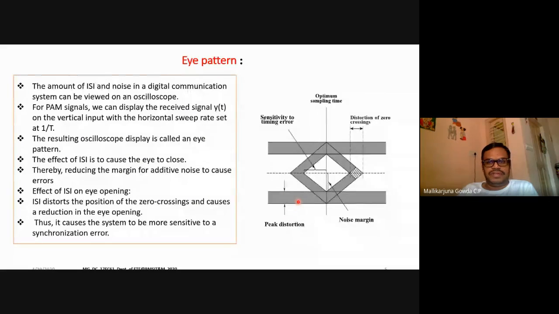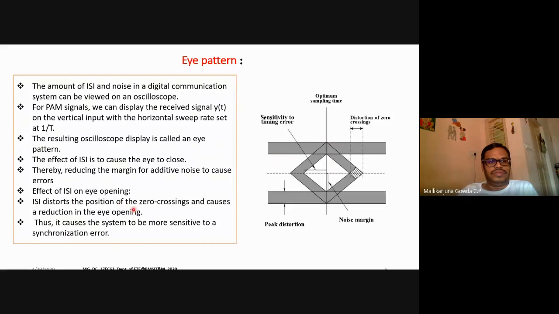Okay, so the effect of ISI, meaning the effect of inter-symbol interference, is to cause the eye to close. So this is eye opening, what we say, right? Because of this ISI, inter-symbol interference, the eye will close. That means if this is very small, then I can say inter-symbol interference is more.